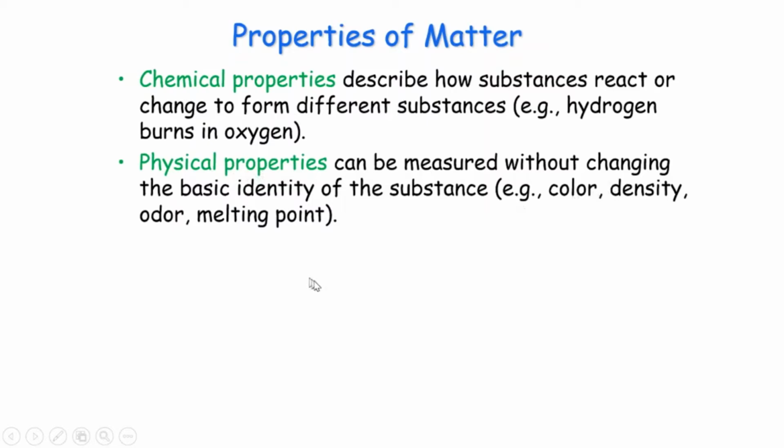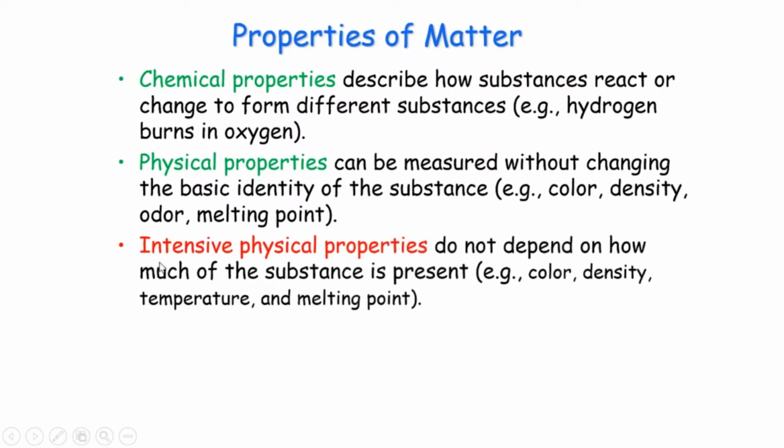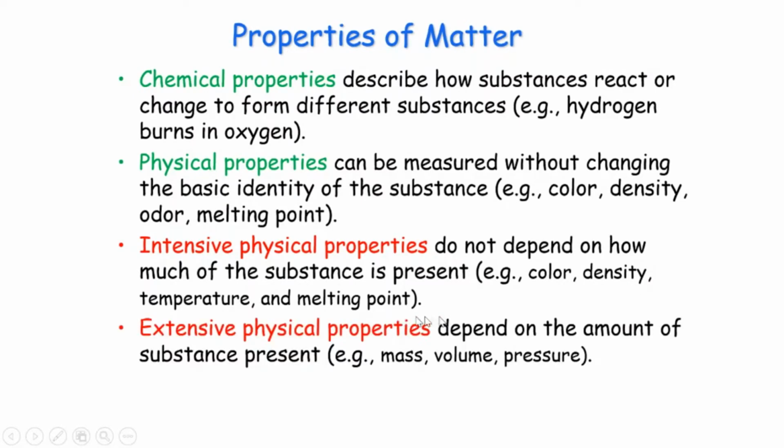Now let's take another side of properties. The first one here is intensive physical properties. So they do not depend on how much the substance is present. For example, the density of water doesn't matter if you have 1 cup of water or 1 gallon of water. The density of water should be the same if you get them from the same source. So around 1 gram per milliliter.